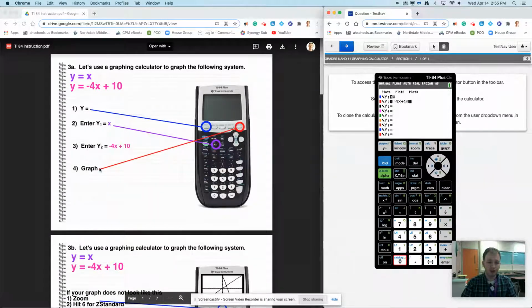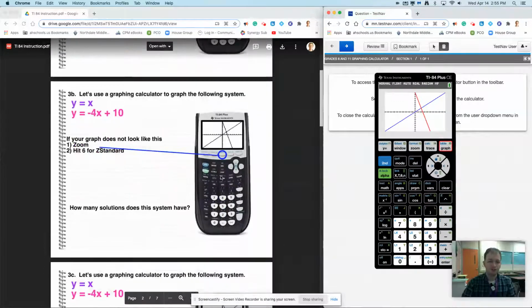So I just need to go to graph. Graph is this button on the far right. I'll click on that, and there I have my two lines. It should look something like this. This is in black and white here, but the one online is in color.